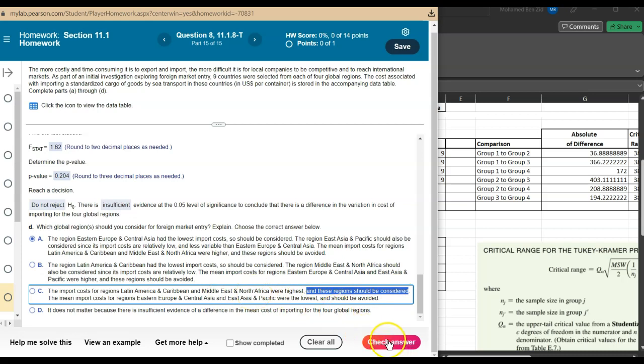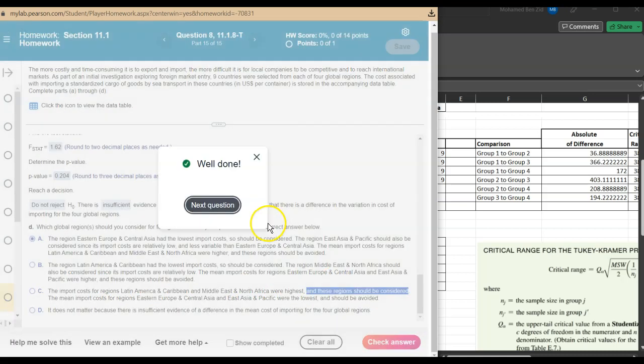All right. So let's check it anyway. Okay, we got it correct, and that's the end of the question. Right, I hope this helped.